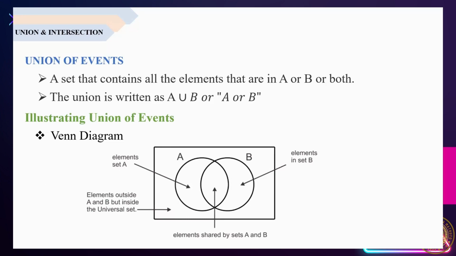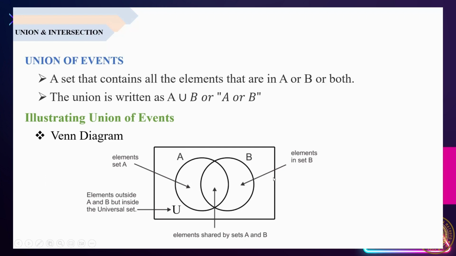The first circle represents the possible events in the first event. The second circle represents the second event. The middle shows the events that are in both set A and set B. And the outside of the circles are the elements outside A and B but inside the universal set.